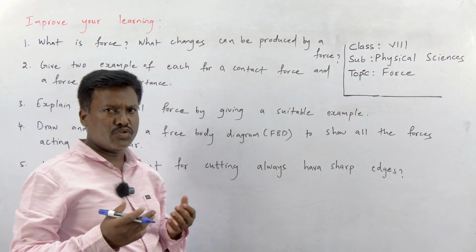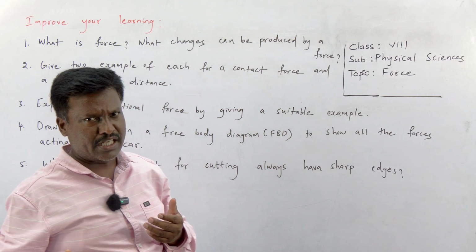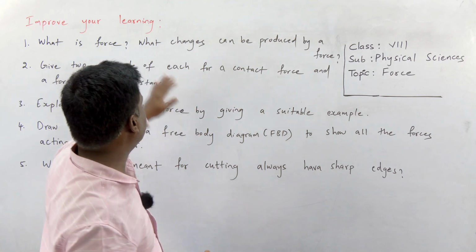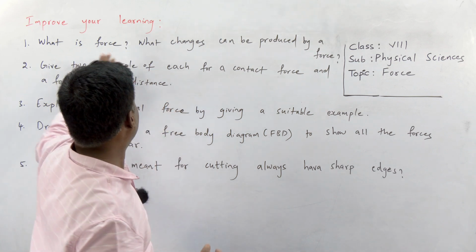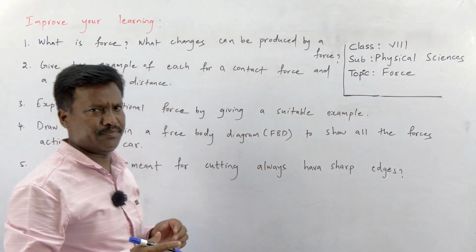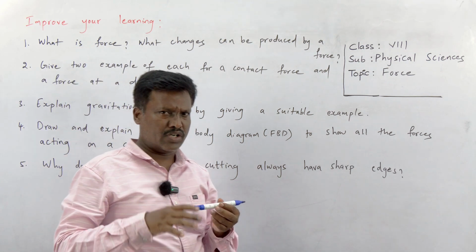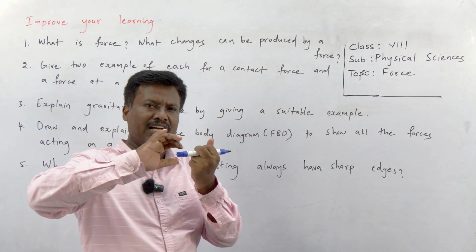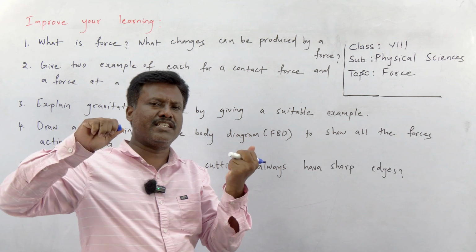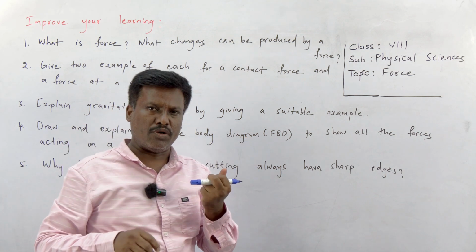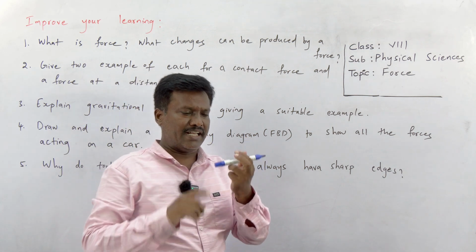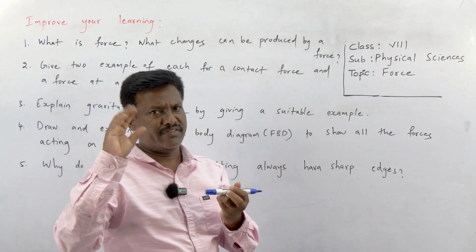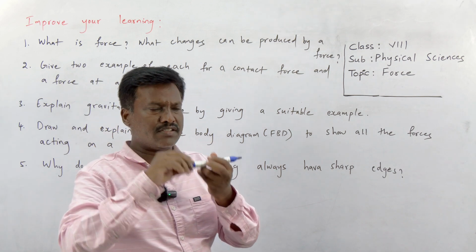So students, those who are watching these videos continuously, part by part, are able to answer this question very easily. So how does force result? Simple. Once again I repeat. If I want to remove the cap of this marker with my hand, I am going to pull this, right? So here two bodies are interacting, marker and my fingers. When two bodies interact, force results.